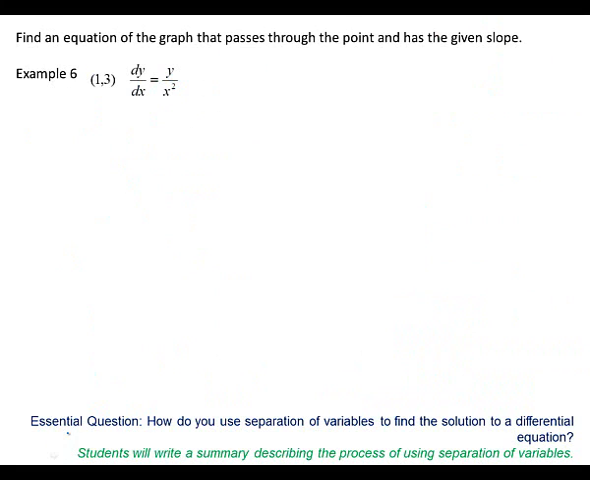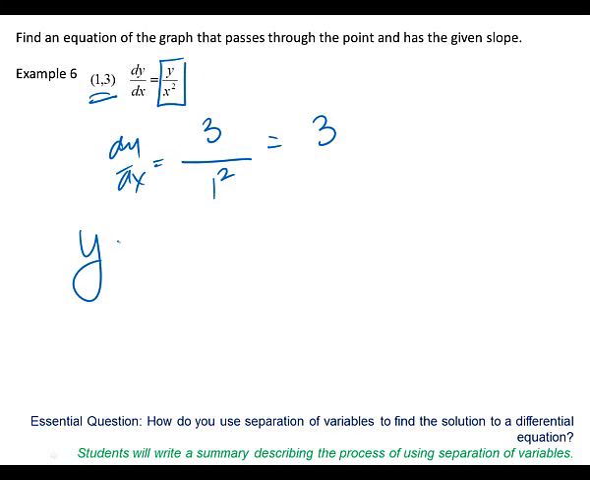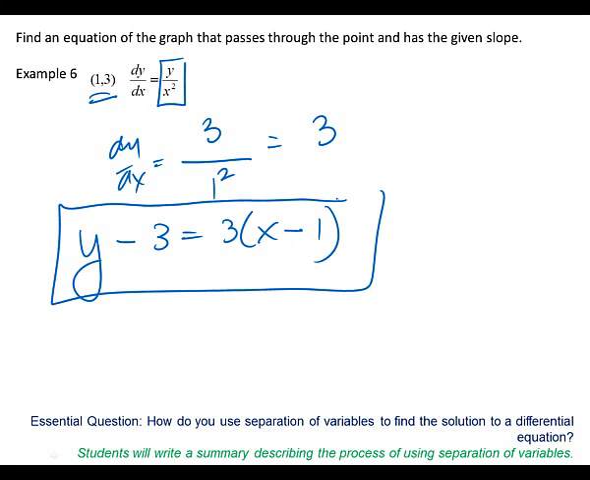Okay, so 6. Find an equation of a graph that passes through the point and has the given slope. What are the 2 things we need to write an equation? Point and slope. I have the point. I need to calculate the slope. So let's calculate the slope really quick. What am I putting in for y? 3. What are we putting in for x? 1. So what do we end up with? 3. Y minus, what's your y value? 3 equals your slope times x minus. We like that question, right? Done.